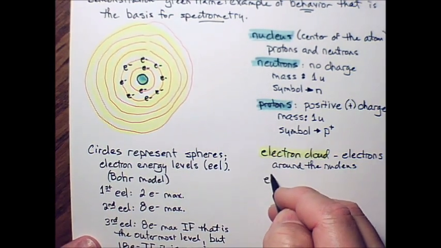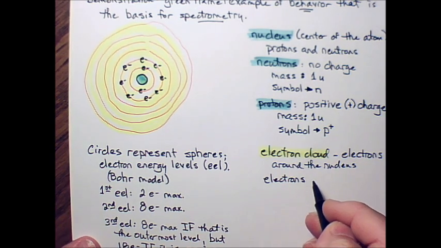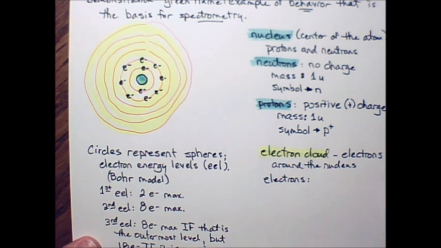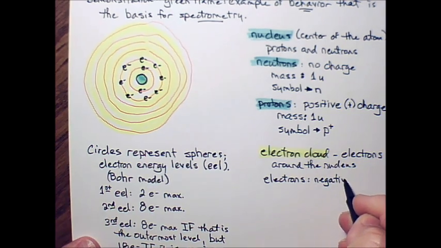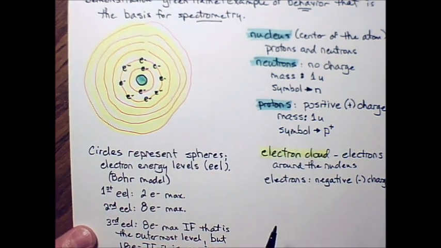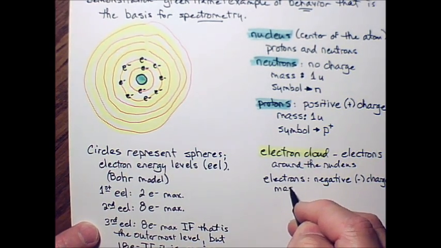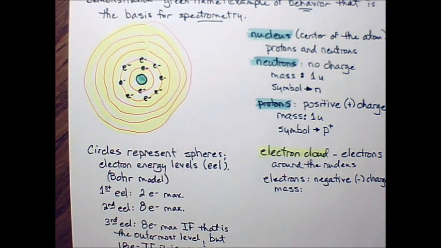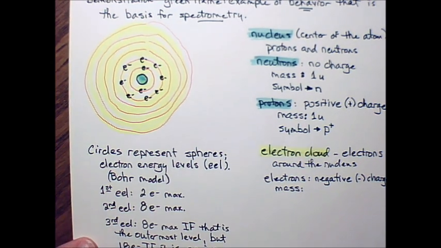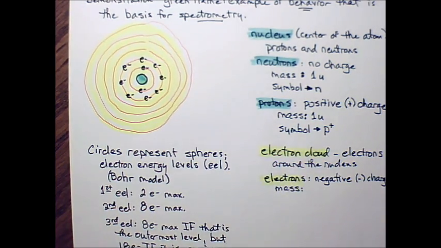And then electrons themselves, they have what kind of charge? Negative charge. Wow, you guys are doing great. Somebody did a really good job with you in physical science. All right, a negative charge. How about their mass? Actually, there's no such thing as negative mass. Virtually zero. Let me explain what I mean by that.